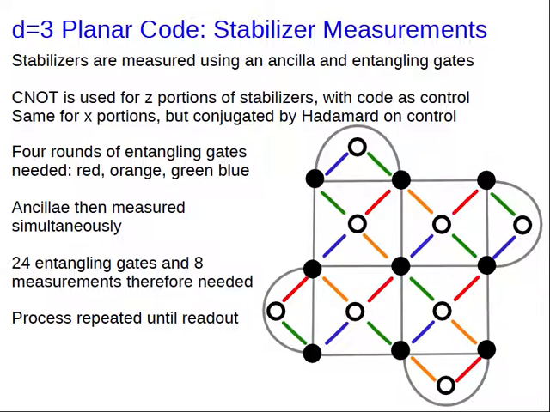We do 24 entangling gates, 8 measurements, then 24 entangling gates, and 8 measurements, then 24 entangling gates, and 8 measurements, and so on until infinity. And the time it takes for a round is the time it takes to do those 4 rounds of entangling gates and the measurement.